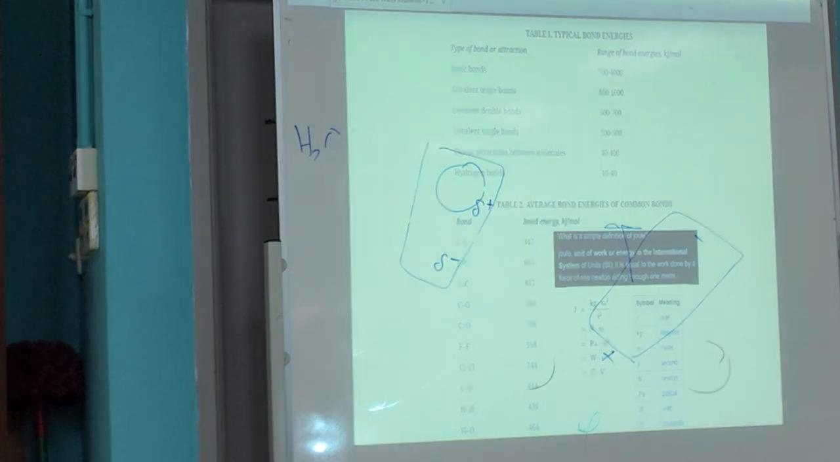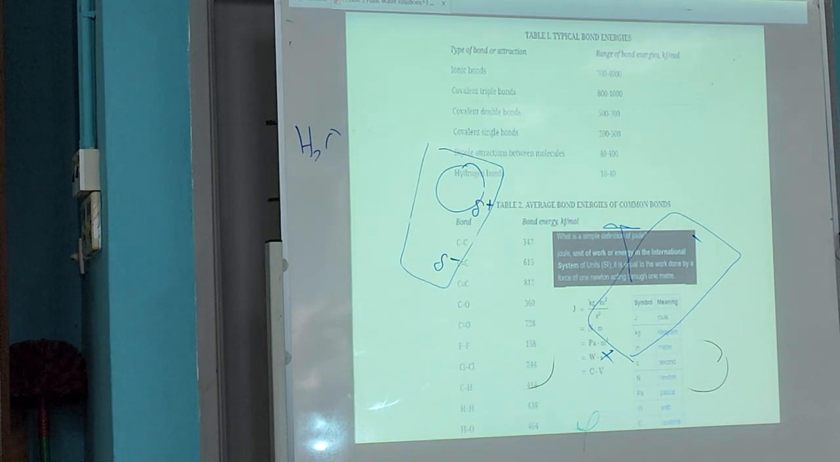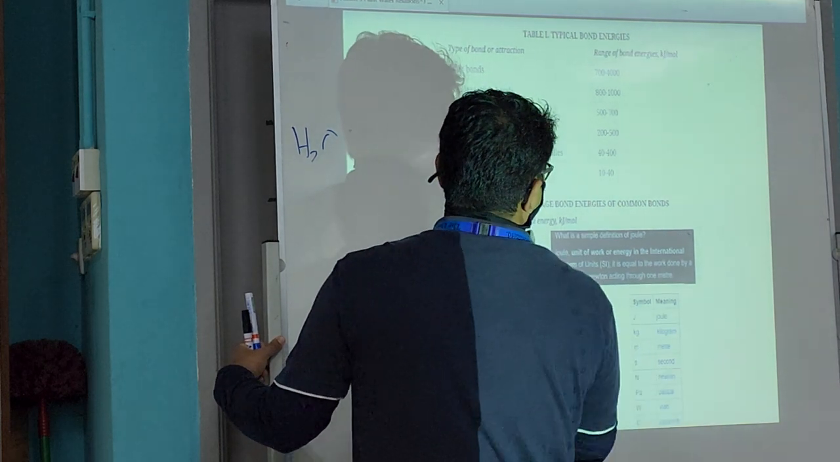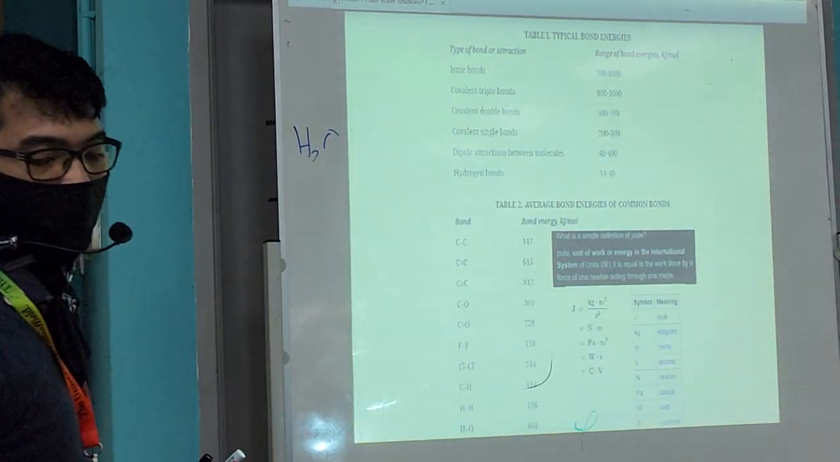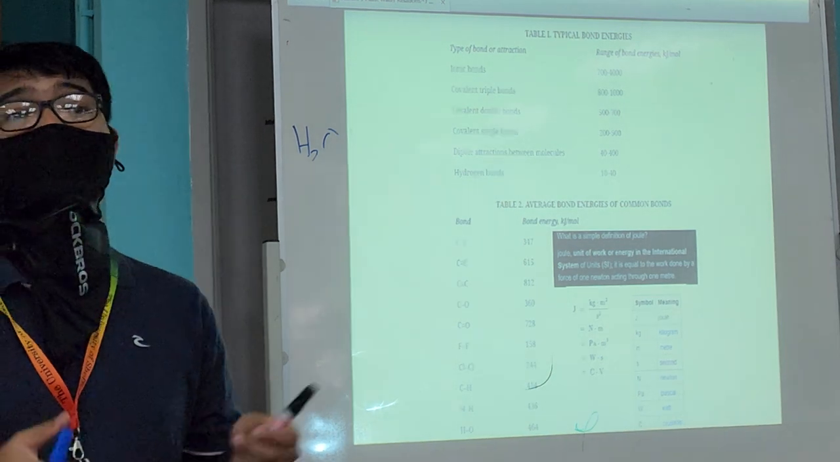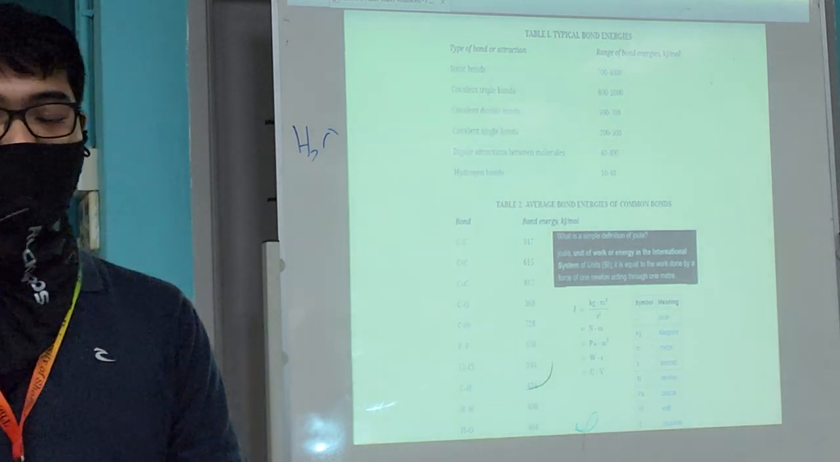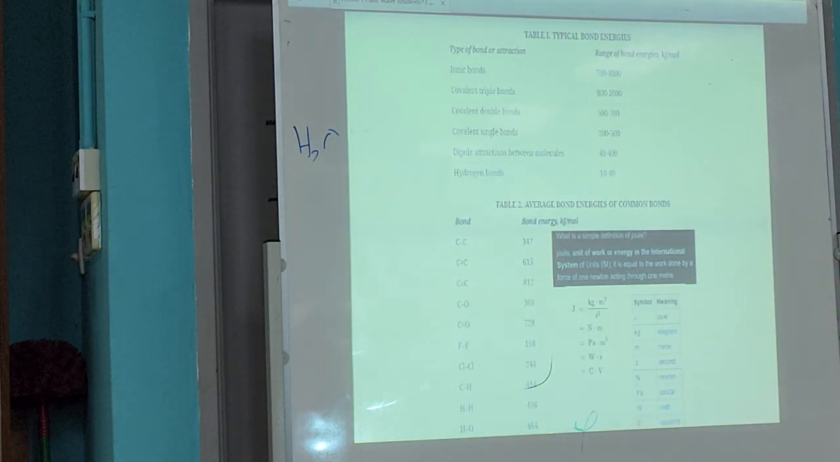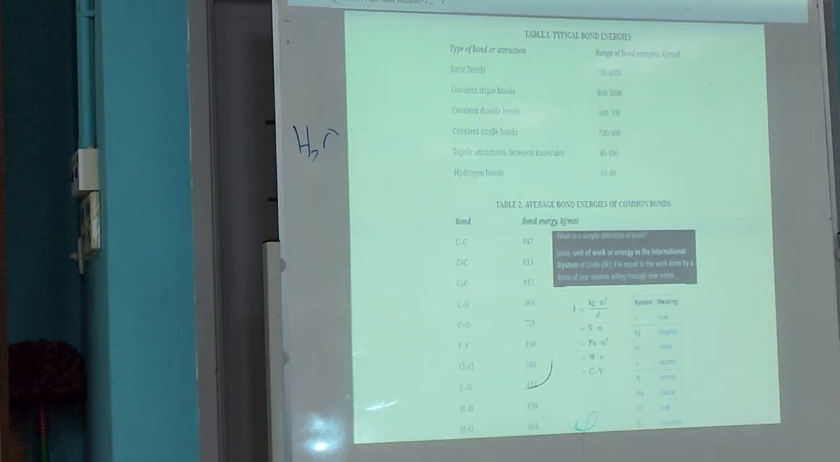Okay, so look at the table here. So what is meant by that? Remember all the bonds that you saw earlier? You see there are many bonds in chemistry. This is just to recall back a few from your chemistry years. Did you like your chemistry in school? Enjoy your chemistry?